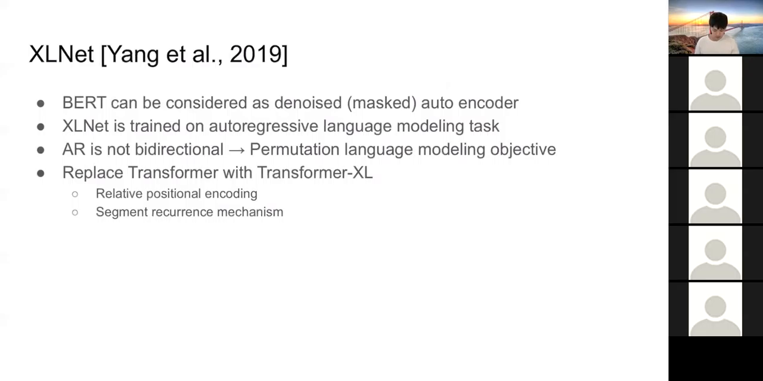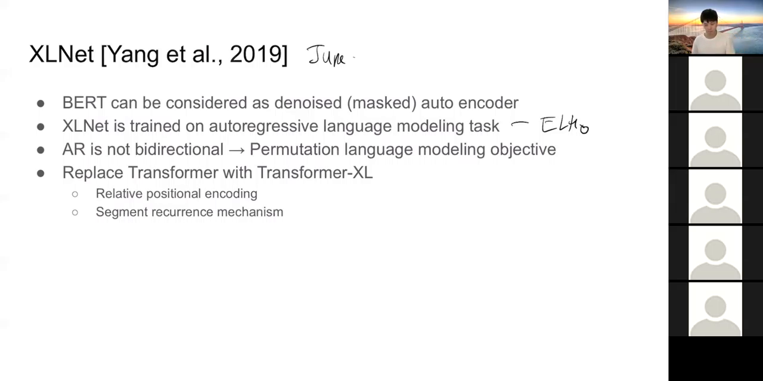So first is XLNet. This was proposed in June of 2019, about 7 months after BERT was open sourced. They focused on the fact that BERT can be considered a denoising autoencoder, but they wanted to make it more like an autoregressive language model, which can be more beneficial. This is quite similar to ELMo, if you remember. ELMo was also a language model, but the limitation of ELMo was that because it's an autoregressive language model, you can only consider one direction.